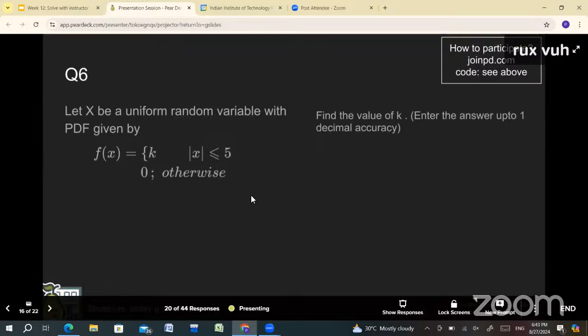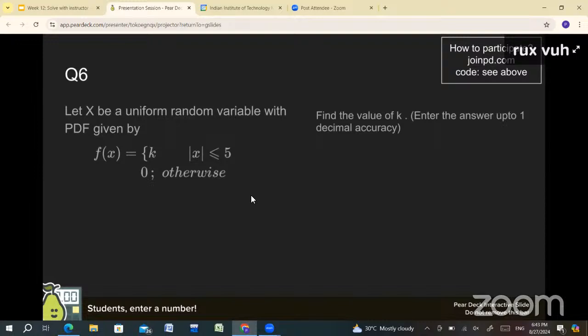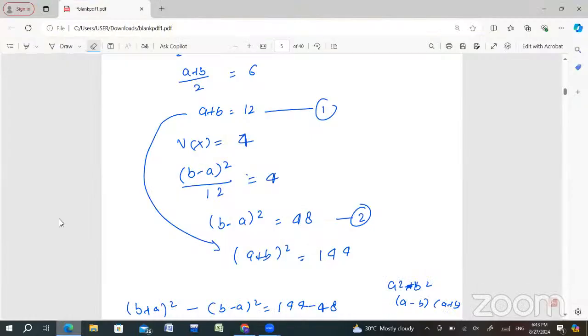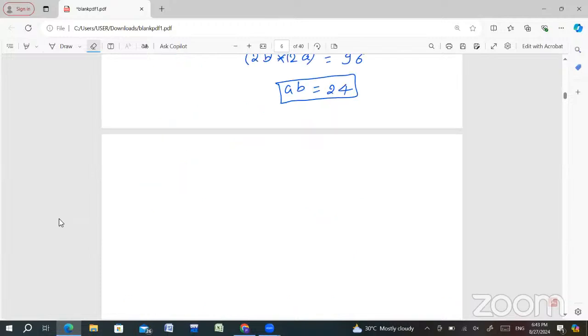Yes, then is it 0.1? Yeah, the answer is 0.1. Okay, let me solve this. So we are given that fx is k and the range is given as mod x is less than or equal to 5. So you can write it as x will range between -5 to 5.